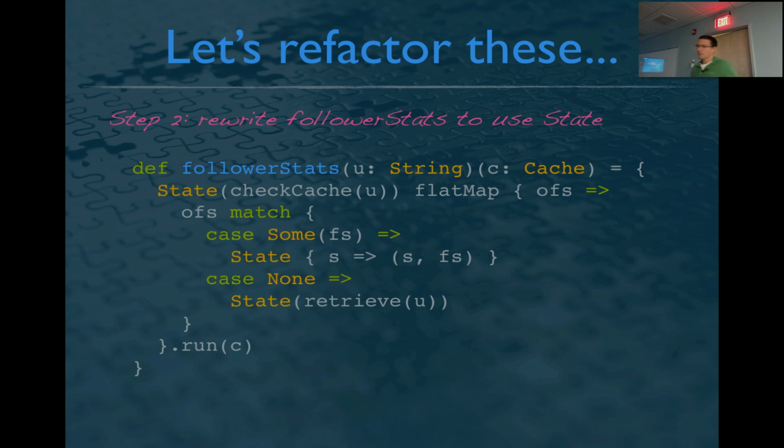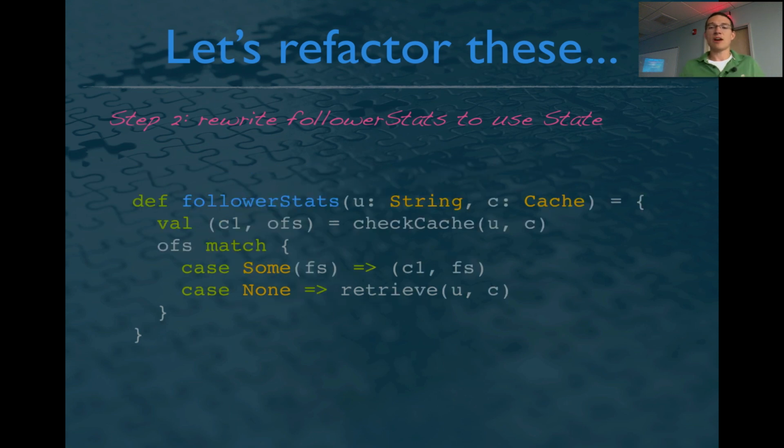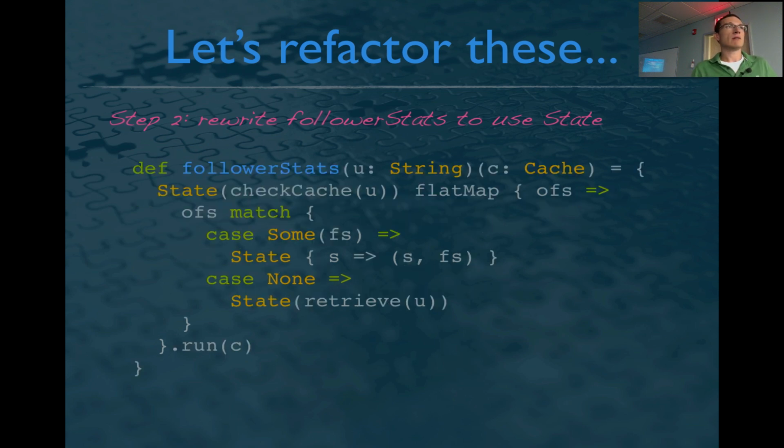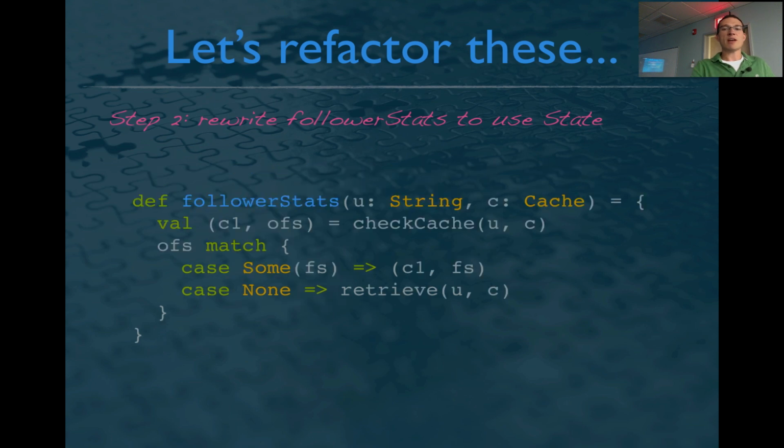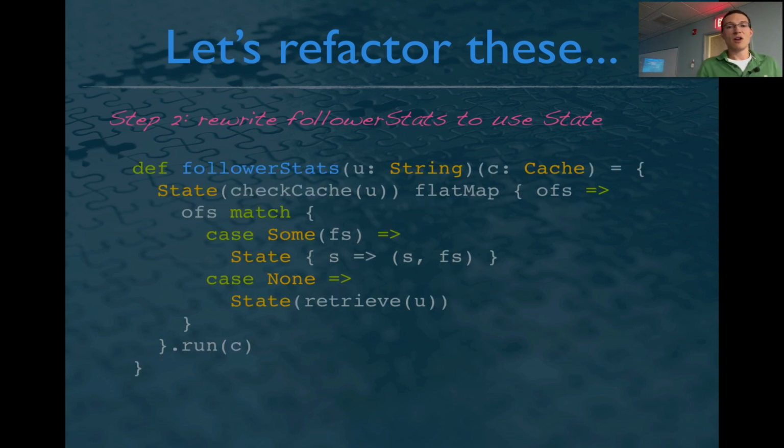We converted, I'm going to jump back and forth between these two slides. We first want to convert the signature of the function itself into the two parameter lists. On the first line, we were calling check cache, passing U and C, and we got back that val. We pattern matched on that val, and then, in the case of none, retrieved, otherwise returned. So we could do something like this.